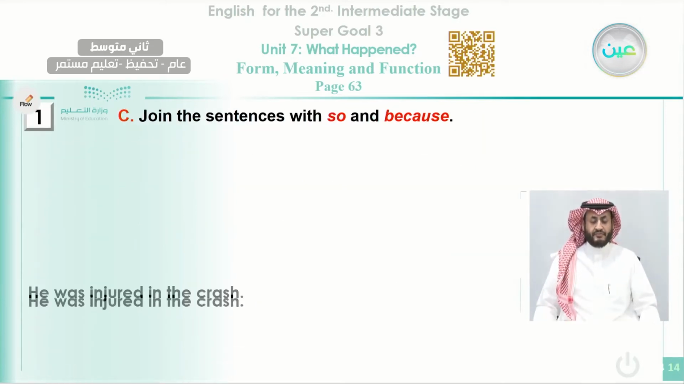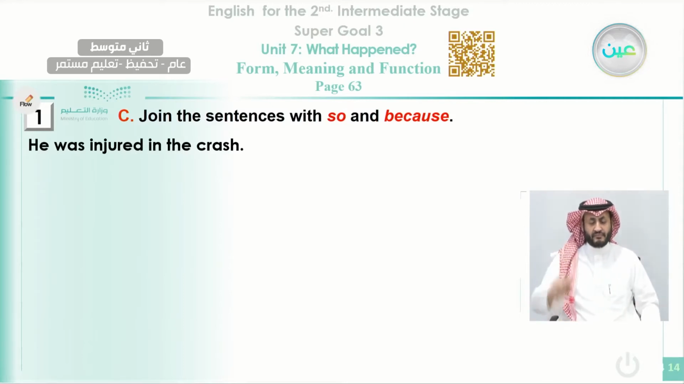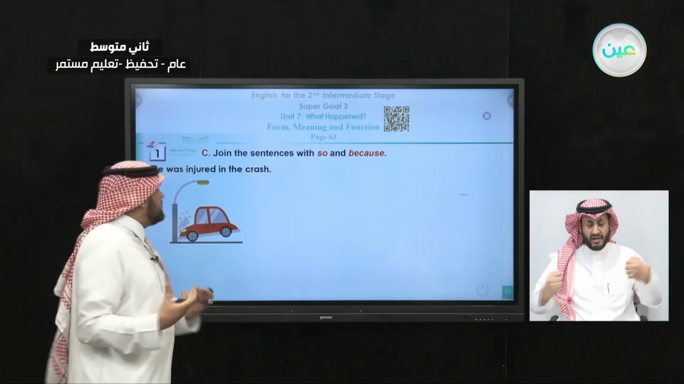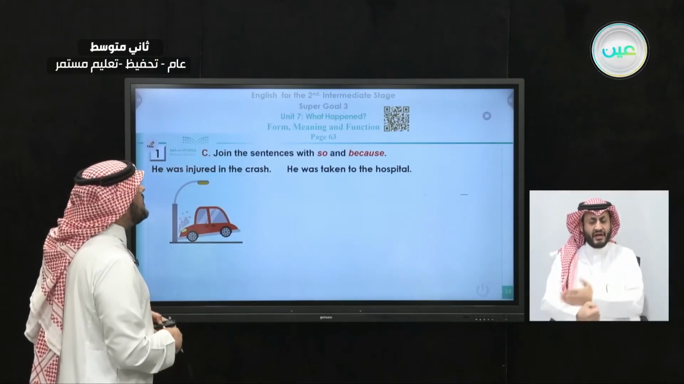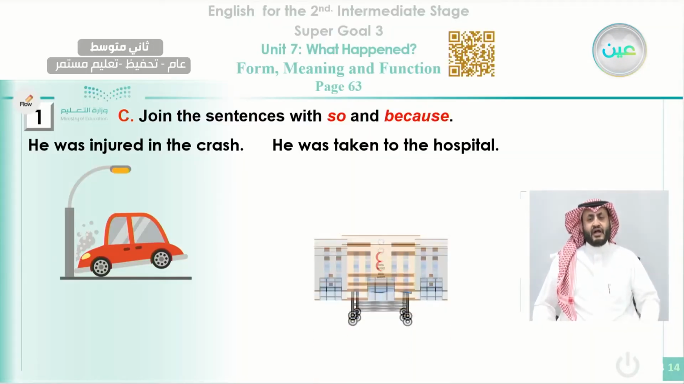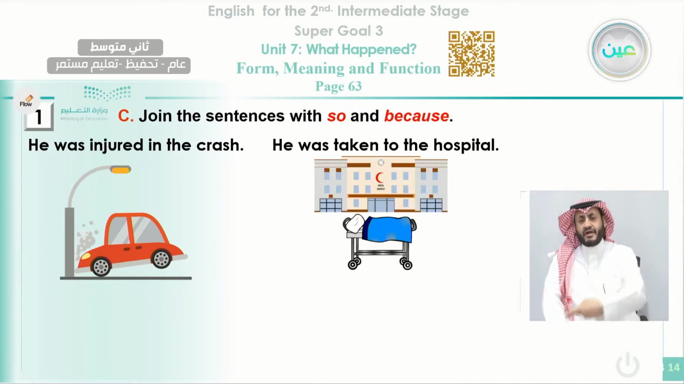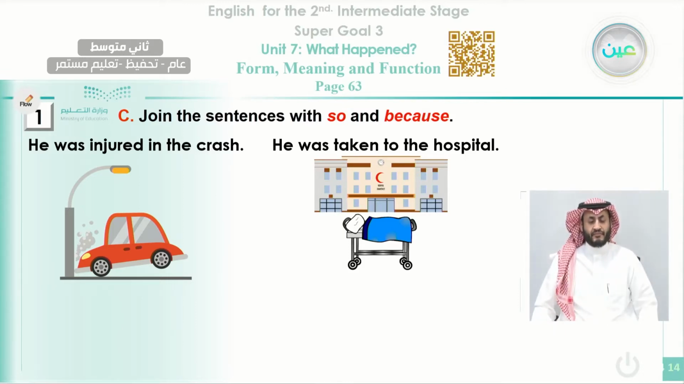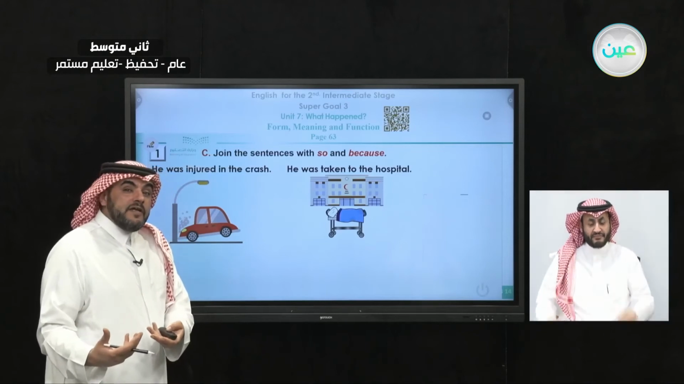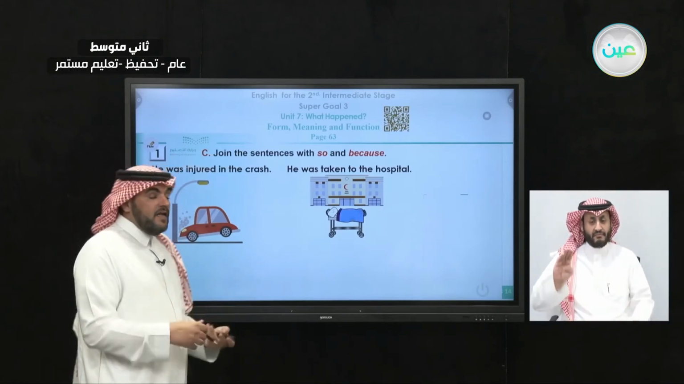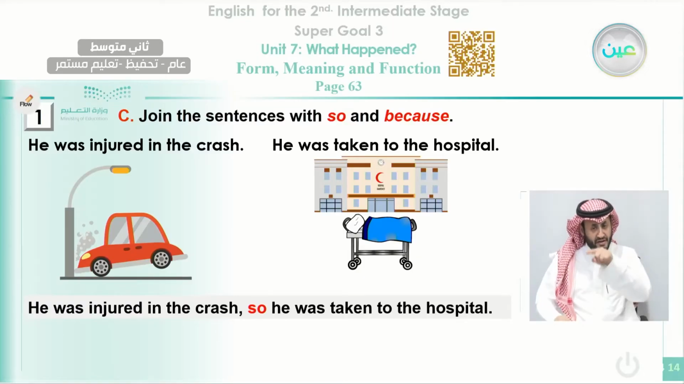Okay, and now we move to exercise C to apply the same thing. He was injured in a crash, and here he was taken to the hospital. Let's use so and because in one sentence, joining the first one. He was injured in the crash and he was taken to the hospital. If we want to talk about a reason, we use because. A result, we use so. So he was injured in the crash, so he was taken to the hospital.